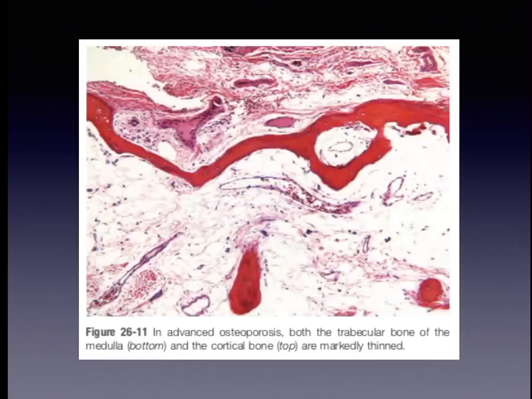So this is a case of advanced osteoporosis. As you can see, there is thinning out of both the trabecular bone and also the cortical bone.